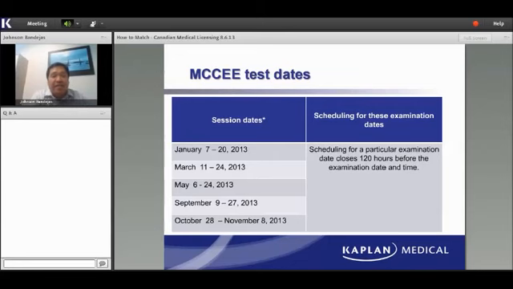Now, these are the scheduled dates that are currently available for the MCCEE. The ones available at this time are September 9 to 27 and October 28 to November 8. Usually it has the same months every year, so the next available ones for 2014 will be sometime in January, and then March and May. Now, always remember that the MCCEE is the only examination that you have to take outside of Canada. The rest of the examinations you have to take here in Canada.